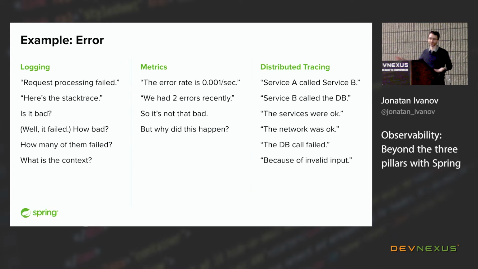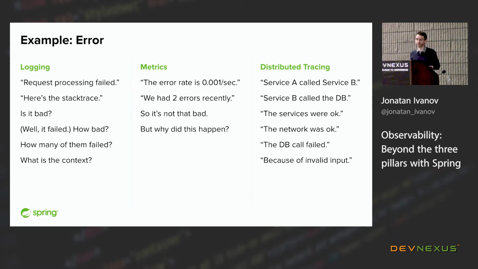What is the blast radius? We don't know at this point. What is the context of it? So in this case, metrics can tell you that, hey, the error rate was 0.001% per second. And we had only 2 errors recently. So it's not that bad. Maybe you can live with that. It depends. If this was your $1 million transaction, maybe it's not good. But the blast radius is definitely not big or doesn't seem big. It depends on your throughput.